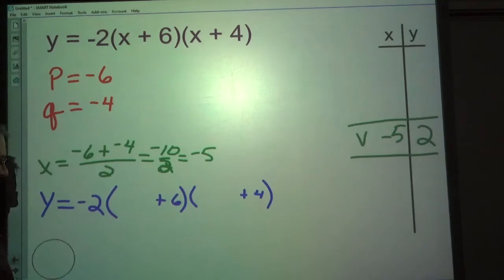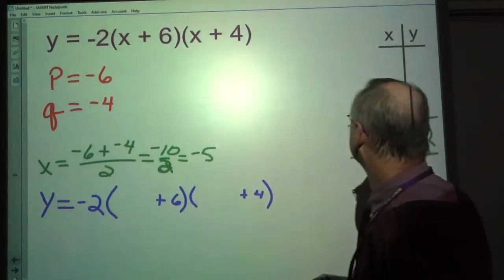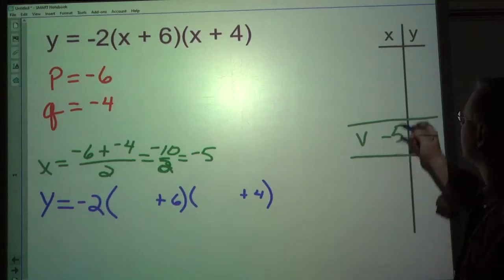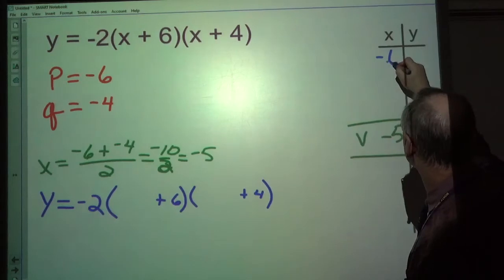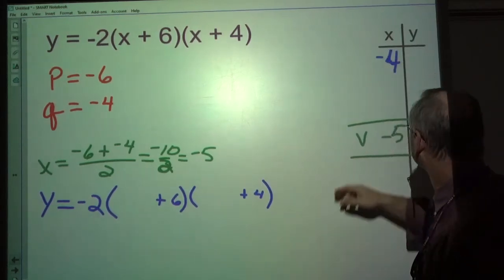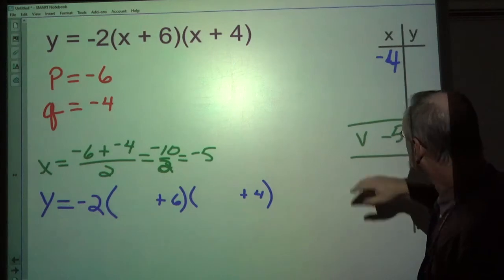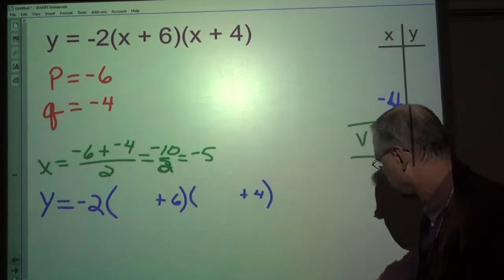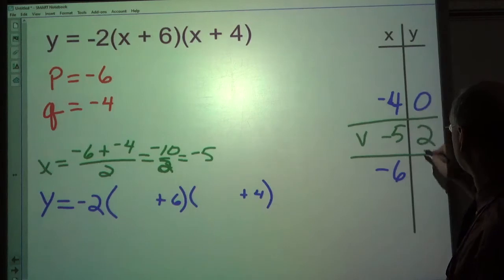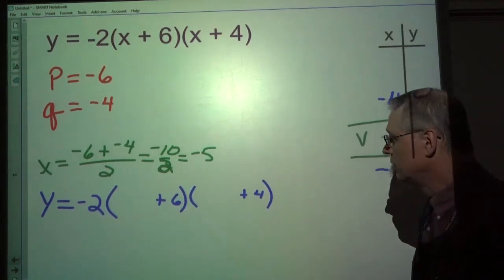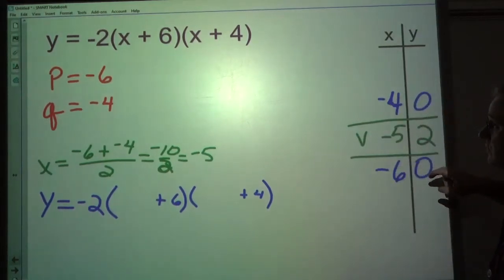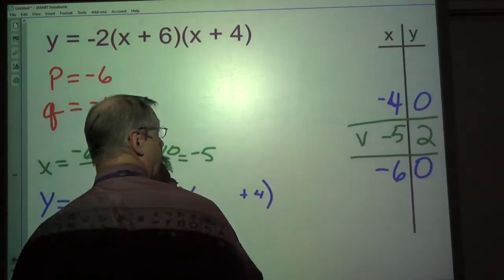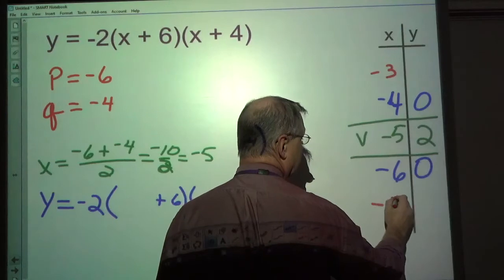Now let's try this again with other values. We already know P and Q are our intercepts. So we could say negative 4 and negative 6, those are going to both be 0. We knew that because they are P and Q. P, 0 and Q, 0, or vice versa. And those are definitely in there. You can try other points like negative 3 and negative 7.